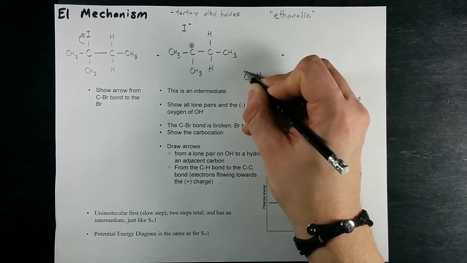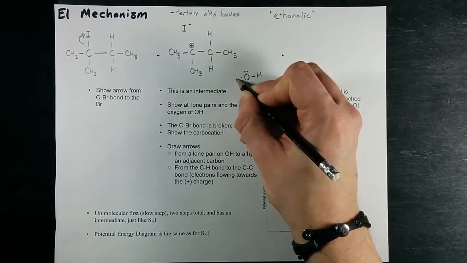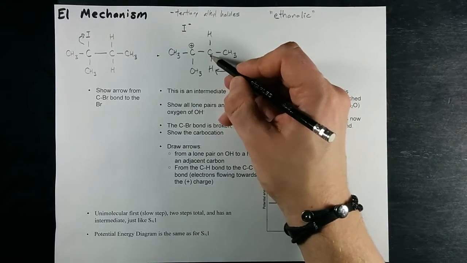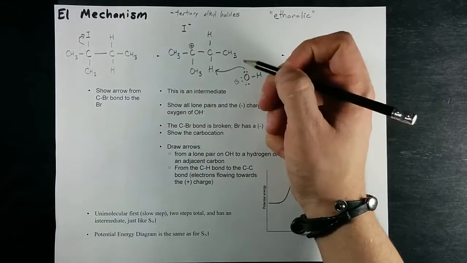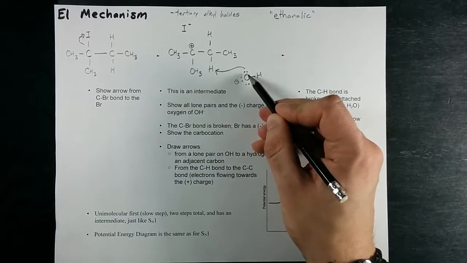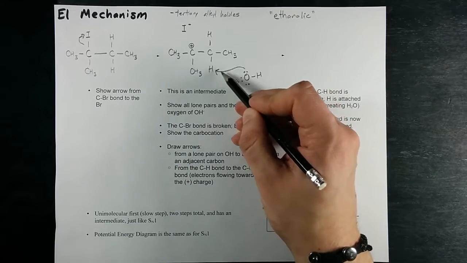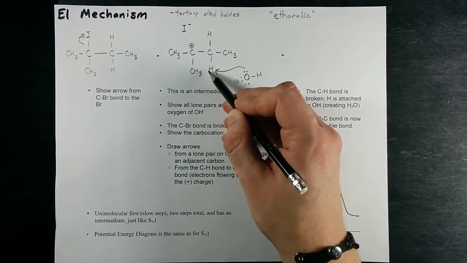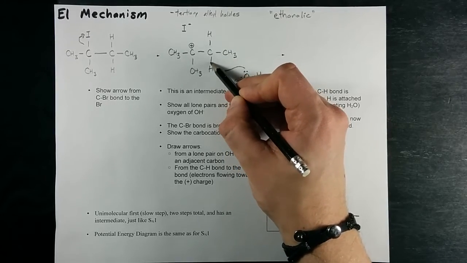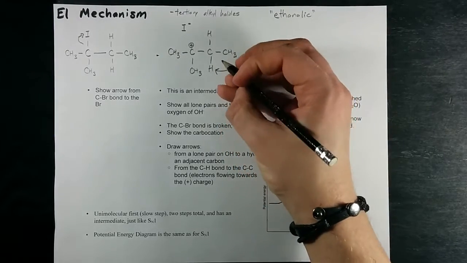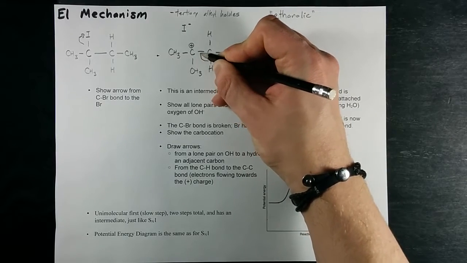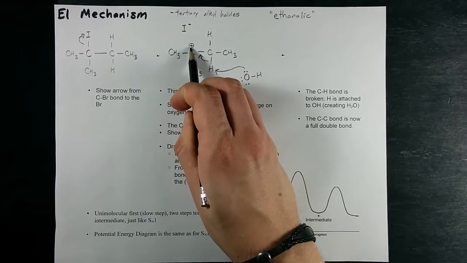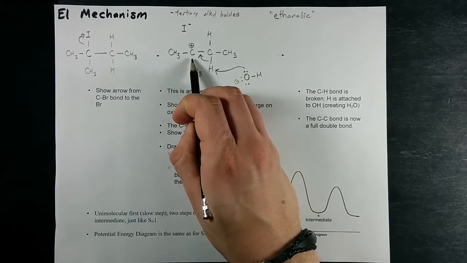In this case, I'm going to use OH minus. Attack the hydrogen on the adjacent carbon. Now, in this case, the hydroxide ion attacks that hydrogen, it will attach using one of its lone pairs. The electron pair that connects the carbon and hydrogen currently will flow this way into a pi bond because it is attracted to the positive charge of the carbocation.